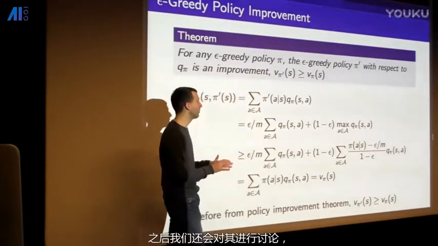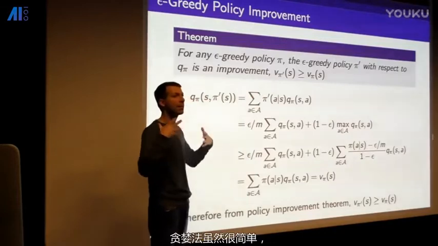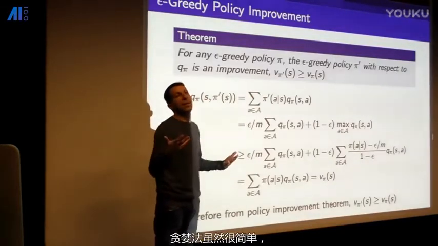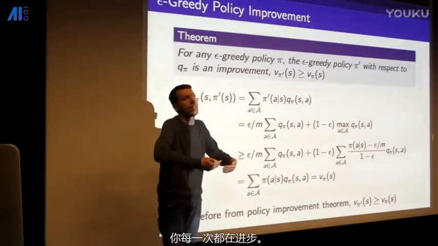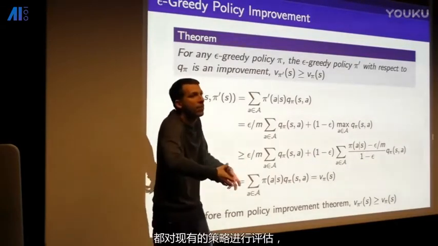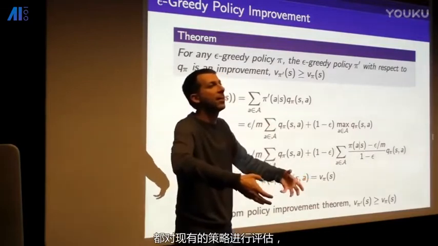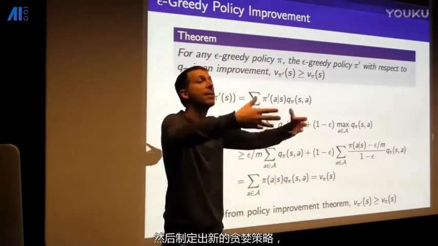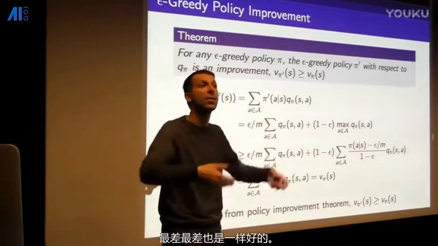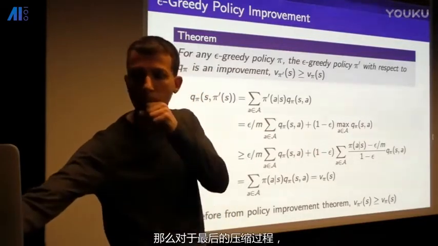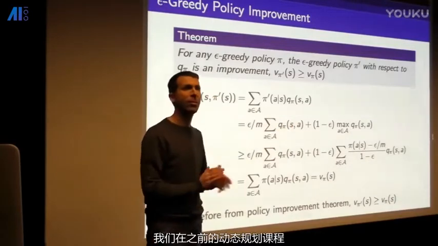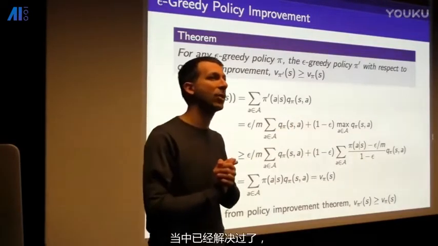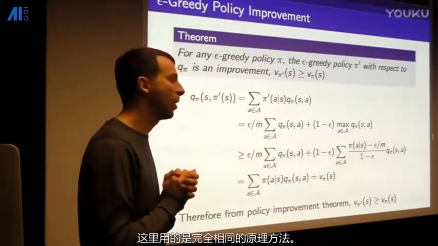Okay, you can look at this afterwards, but the main thing I want you to take away is that epsilon greedy, a very simple idea, really does guarantee that you're making progress. You start off with some epsilon greedy policy, you evaluate it, you make a new epsilon greedy policy, and it's definitely better than what you started with, or at least as good. Then, to telescope it, refer back to the dynamic programming lecture that explained how this telescoping argument works. It's the same idea.